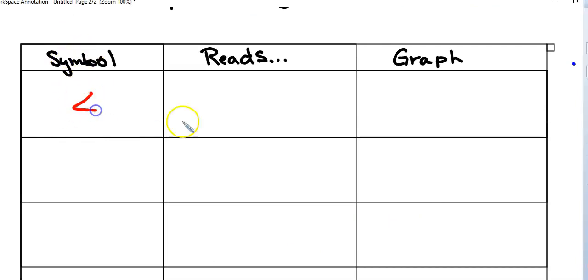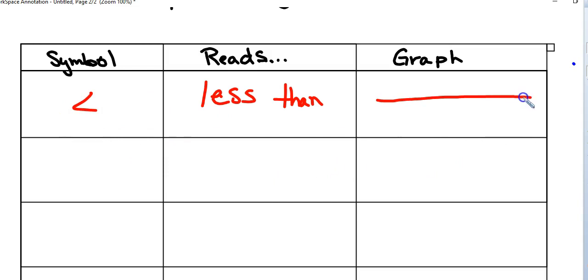All right. So let's go ahead and I'm going to start with this symbol. Now, if you remember this symbol, that's right, it means less than. So we're just going to write less than. Anytime I see this symbol in math, I'm going to read it as less than. Now, what is this graph going to look like? Well, again, we're going to graph it on the number line here, because we're dealing with values. And say I have a certain number. You know what? For our examples, we're just going to use 2.